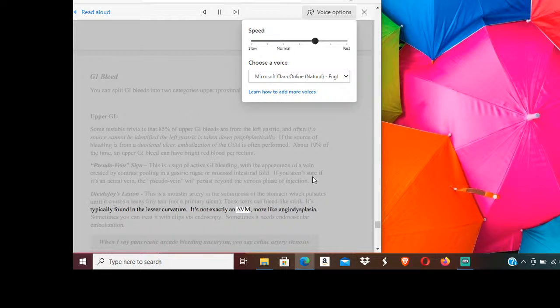It's typically found in the lesser curvature. It's not exactly an AVM, more like angiodysplasia. Sometimes you can treat it with clips via endoscopy. Sometimes it needs endovascular embolization.